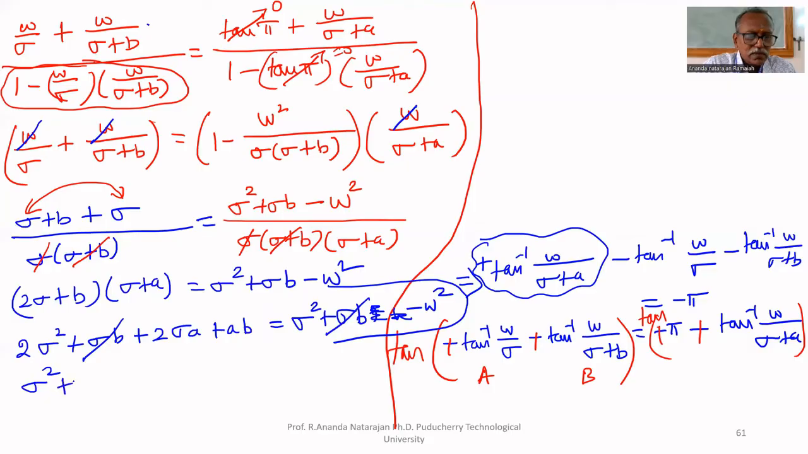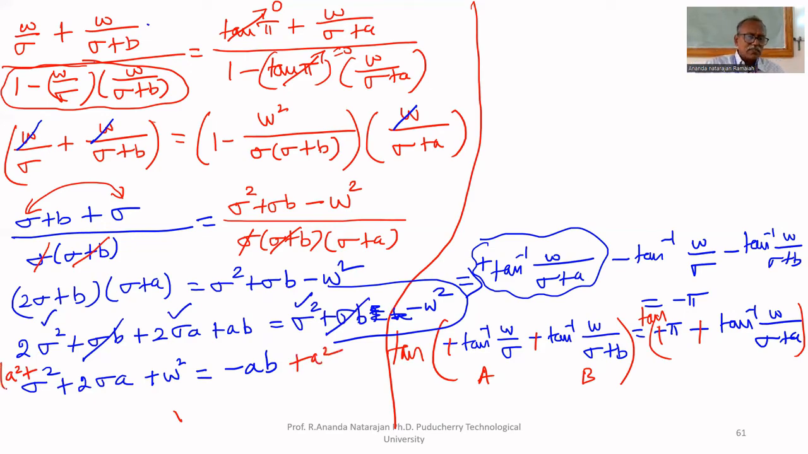Plus 2 sigma A plus omega square equal to, AB is there, minus AB, equal to minus AB. Deliberately add A square on both sides. A square plus A square.